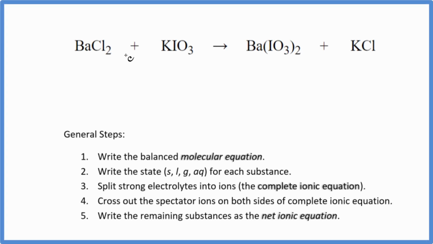In this video, we'll write the balanced net ionic equation for BaCl2 plus KIO3. This is barium chloride, potassium iodate. The first thing we need to do is balance the molecular equation.